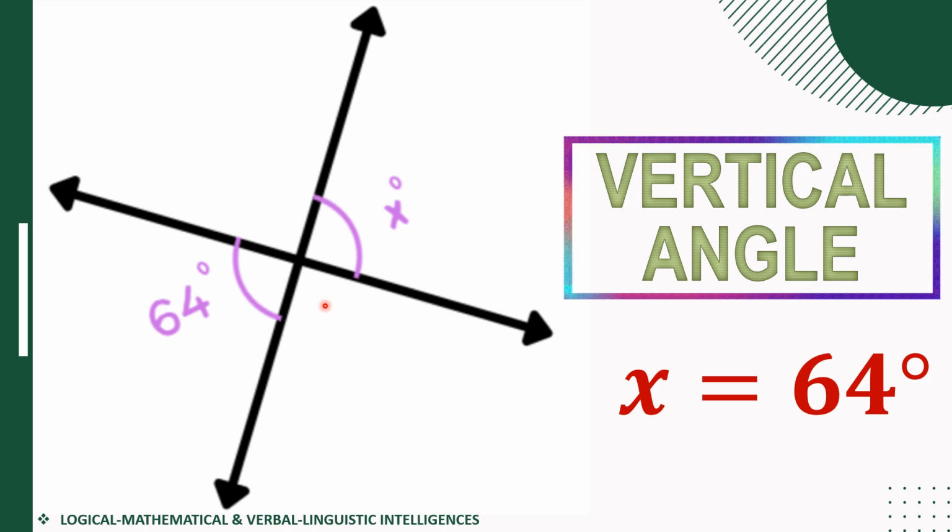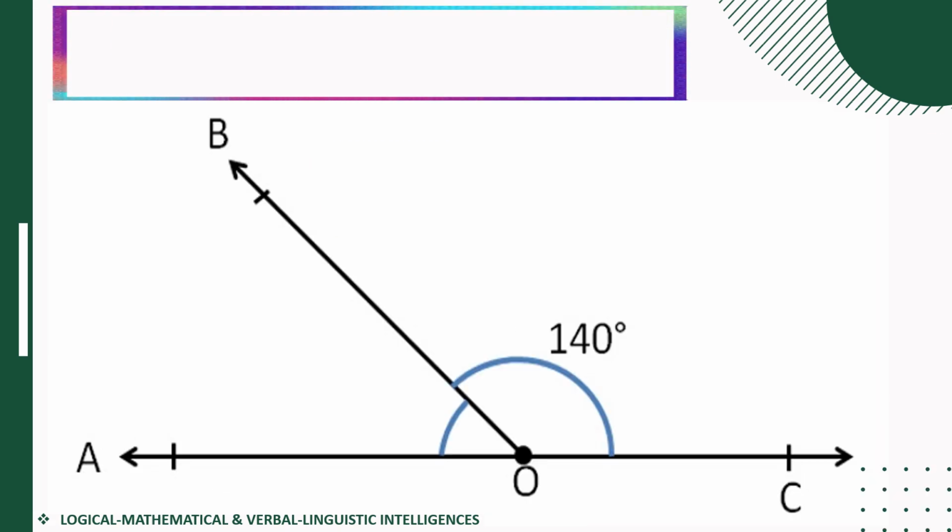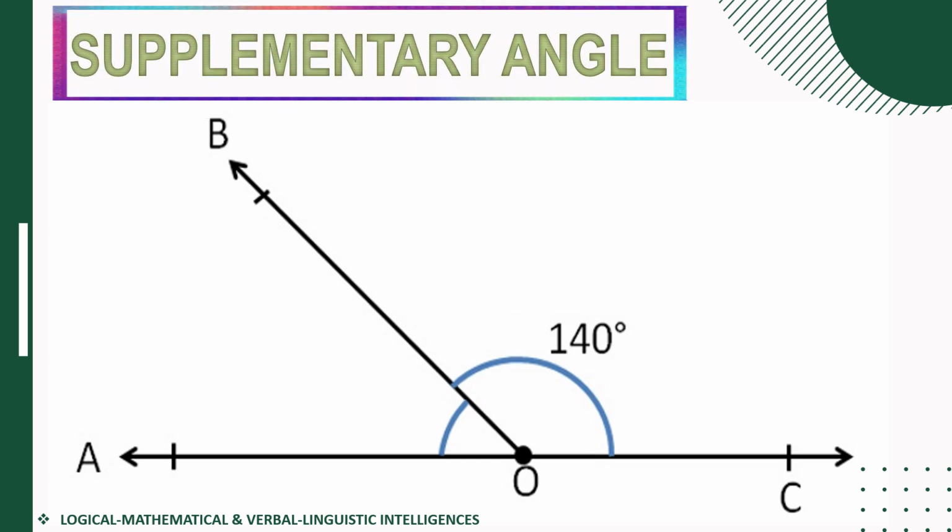Since we have the given vertical angle here, and the other angle is 64 degrees, hence this also measures 64 degrees. Next, in the given illustration, we can say that they are supplementary, right? So it's 140 degrees, so definitely this is 40 degrees, so it would give us a sum of 180 degrees.